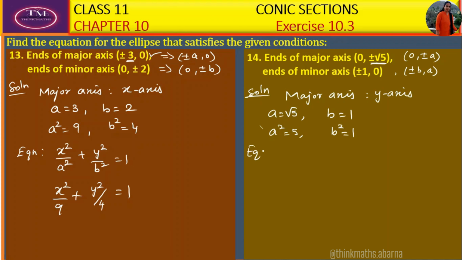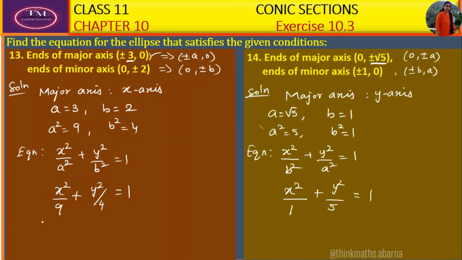Therefore the equation: if the major axis is the y-axis, the equation will be x square by b square, only y will have a square, y square by a square equal to 1. The equation will be x square by b square, which is 1, so x square by 1 plus y square by a square, which is 5, equal to 1. So this is the required equation. Very, very simple. So moving on to the next set.